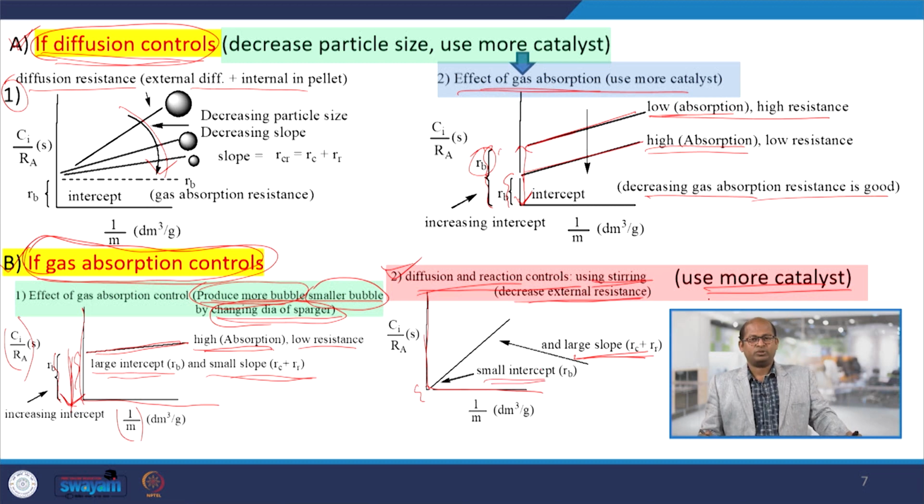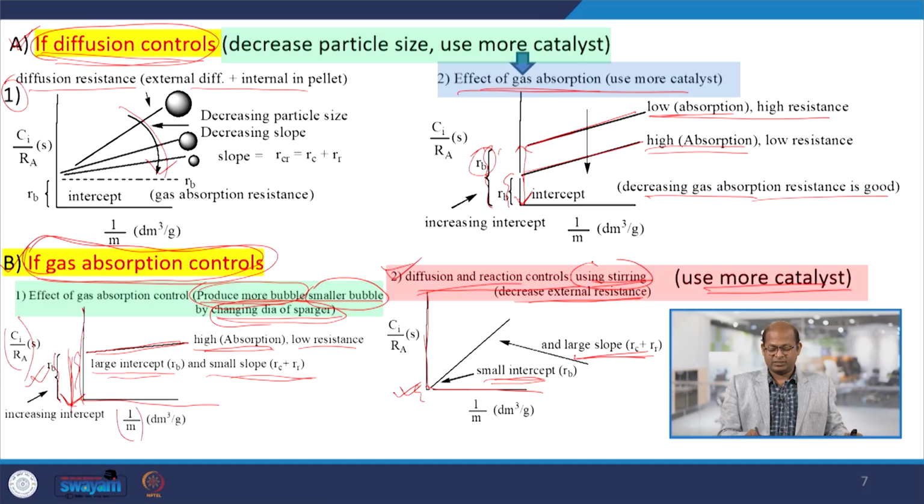So, if we use more catalyst, then absorption should be more. Okay. So, here the intercept, or resistance, was high, and the intercept was very low for gas absorption. So, in this way, how can we increase that? Inside the reactor, if we stir the liquid, gas and solid material inside the reaction system, then the external resistance will decrease. So, in that way we can control the diffusion reactions.